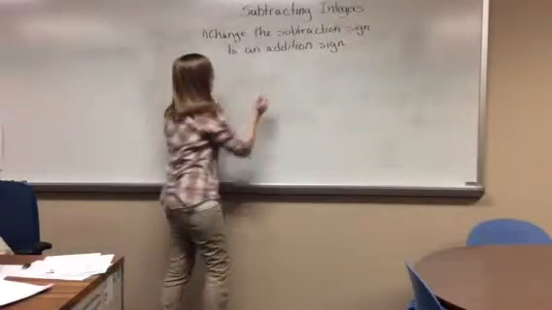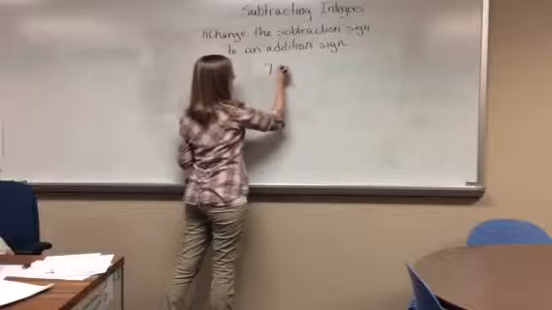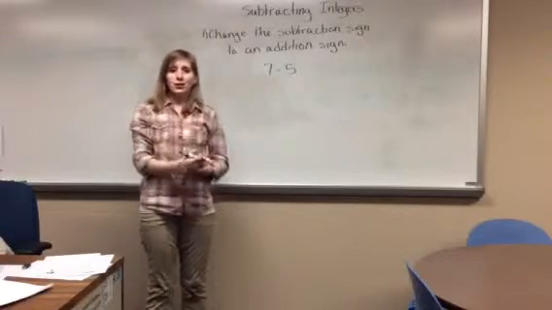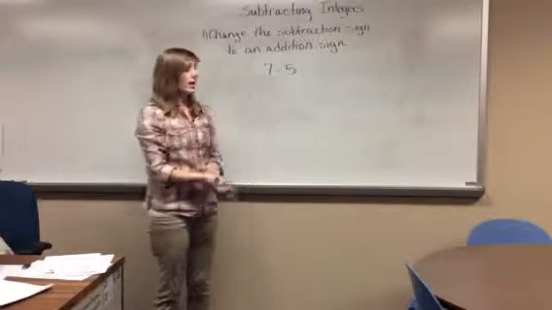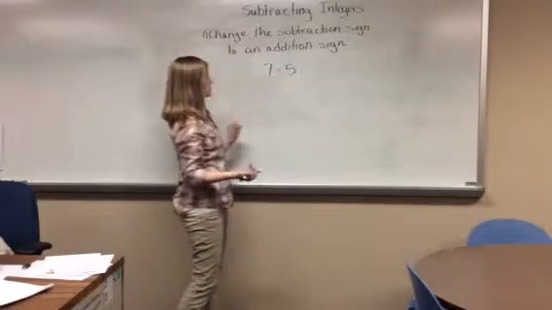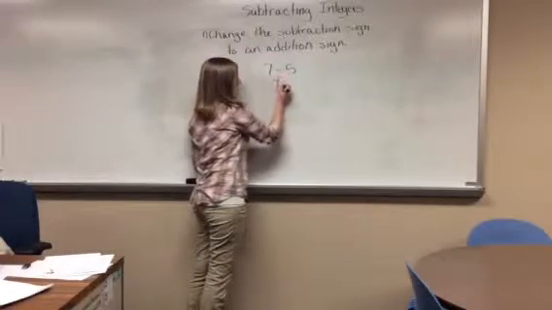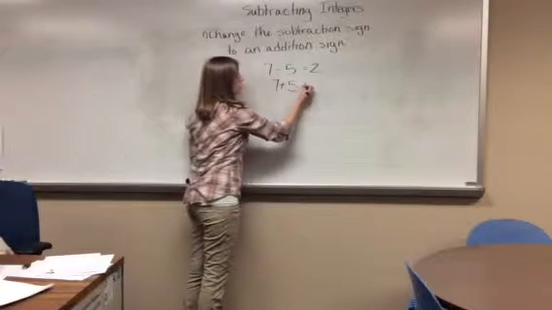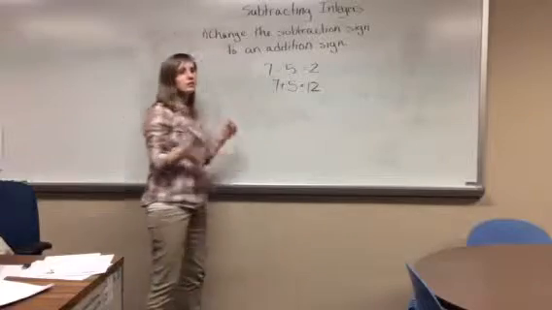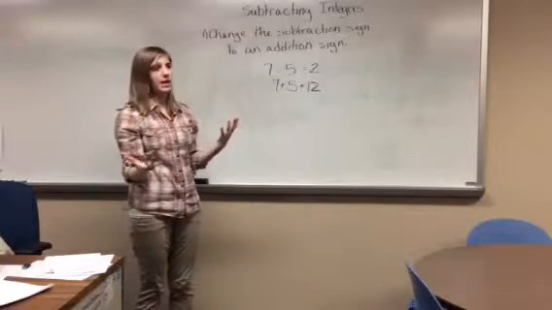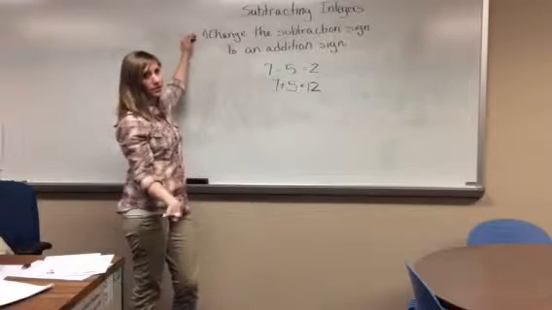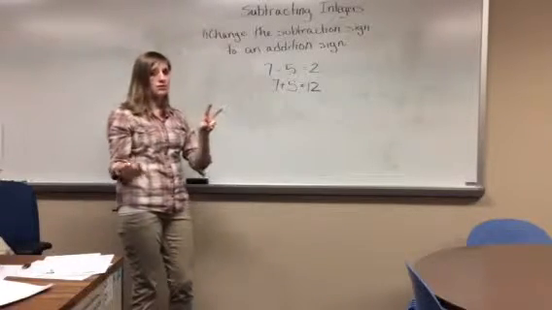Now, if we think about this for just one moment, if I have 7 minus 5, we all know that the answer is 2. If all I do is change the subtraction sign to addition and change this to 7 plus 5, my answer is no longer 2. My answer is 12. Totally different amounts. So, step number 1 by itself will not give you the correct answer. There are 2 things you have to change.